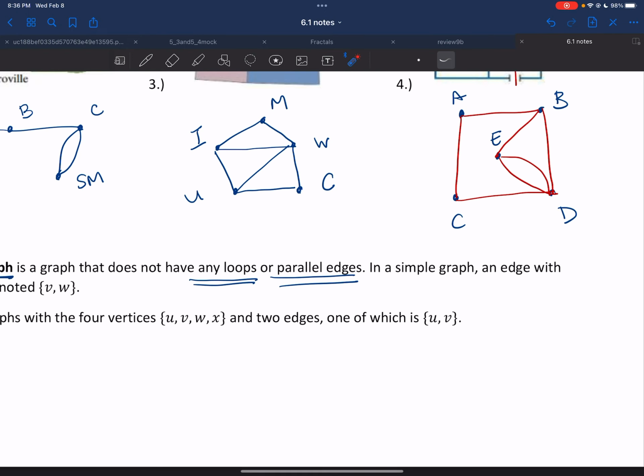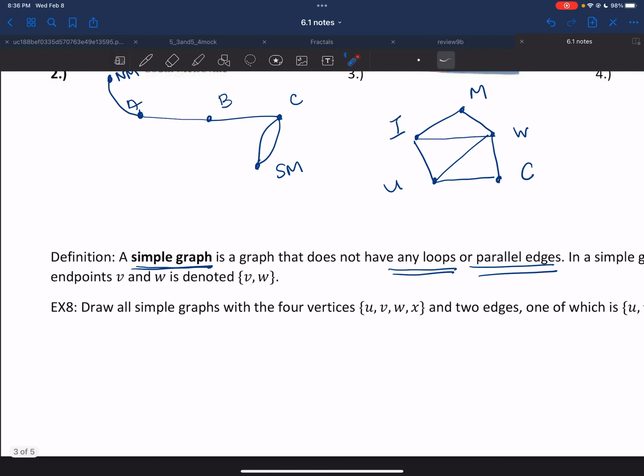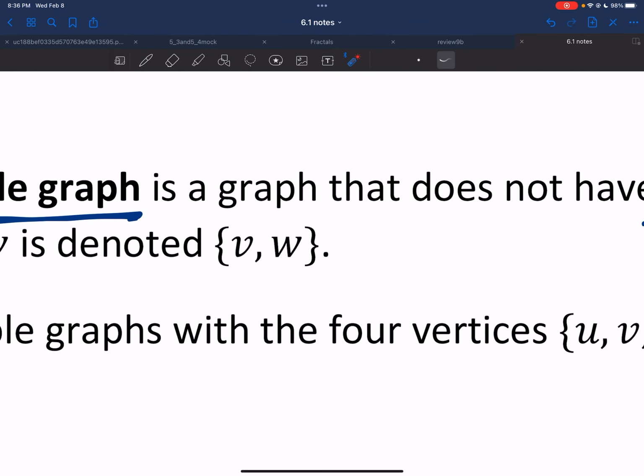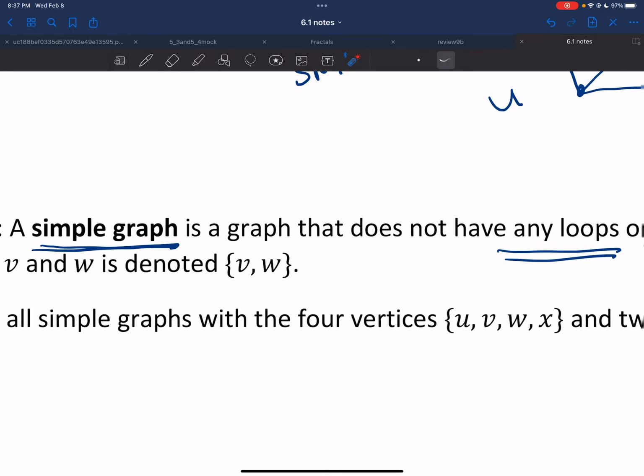In a simple graph, an edge with endpoints v and w is denoted {v, w} in what we call our fancy brackets, right? Our curved brackets. So this tells me my vertices, and then I'm going to have a connection between them, which would be the edge. All right, let's take a look at this example problem.